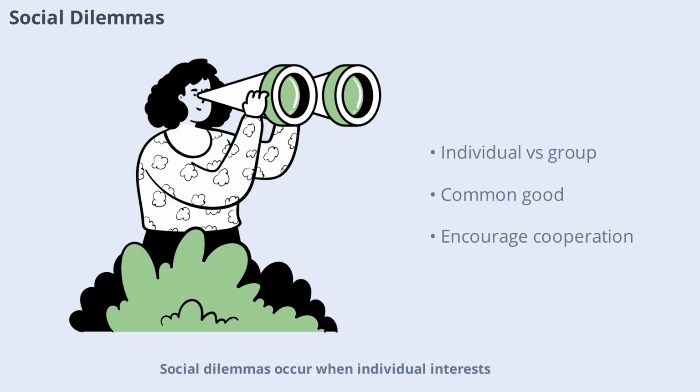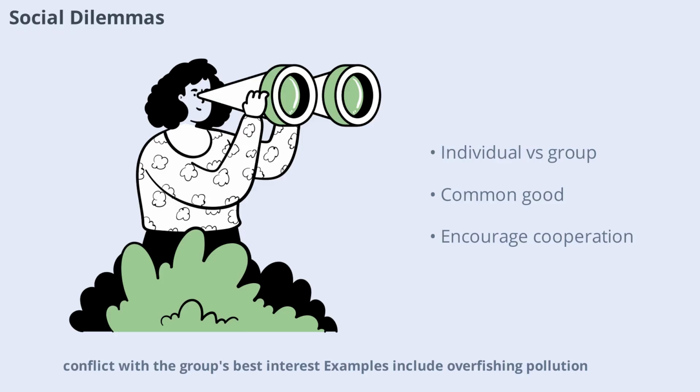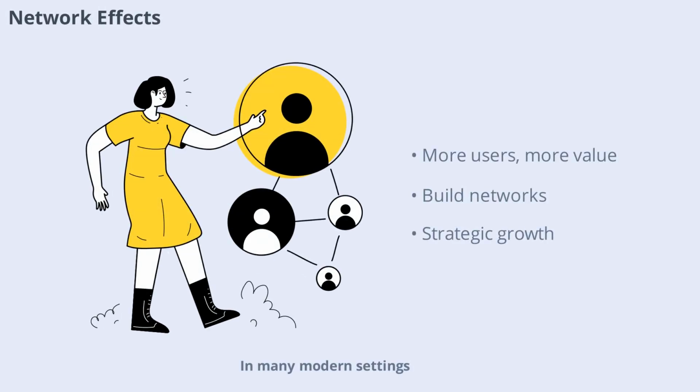Social dilemmas occur when individual interests conflict with the group's best interest. Examples include overfishing, pollution, or public goods. Game theory helps us understand why people sometimes act against the common good and how incentives or rules can encourage cooperation.